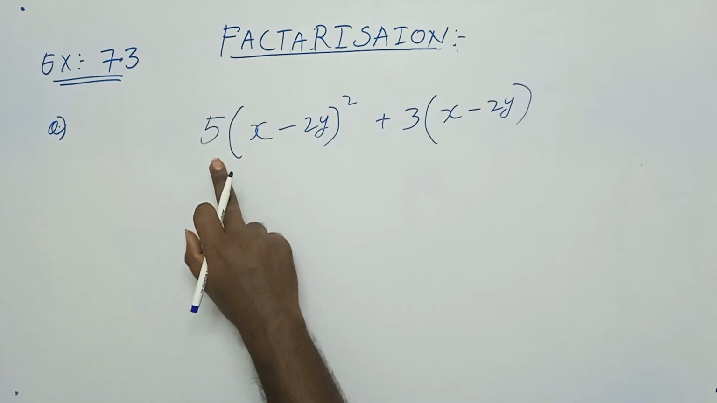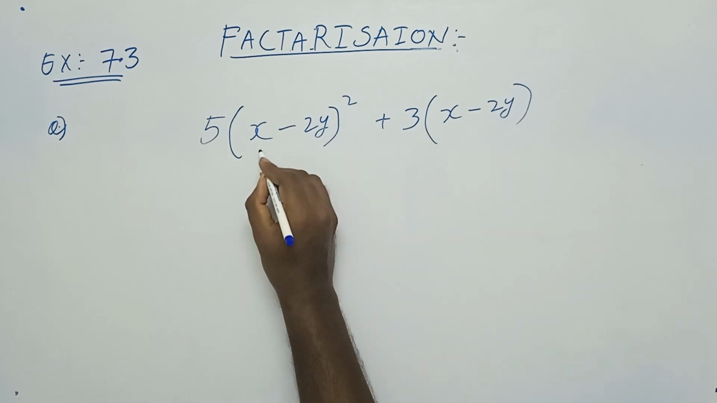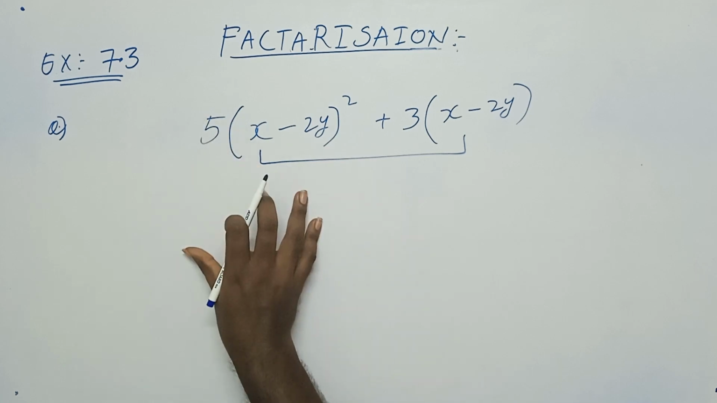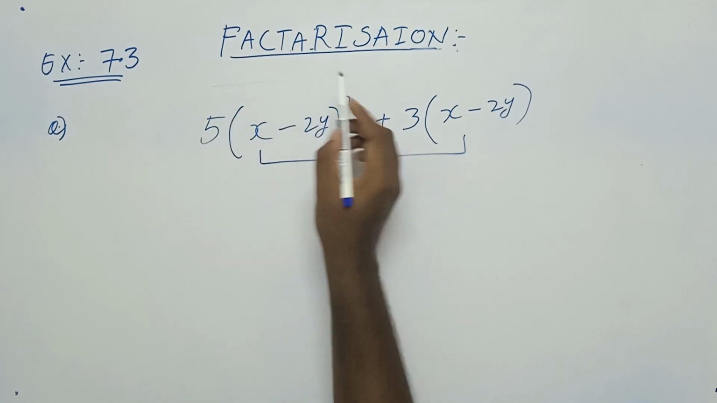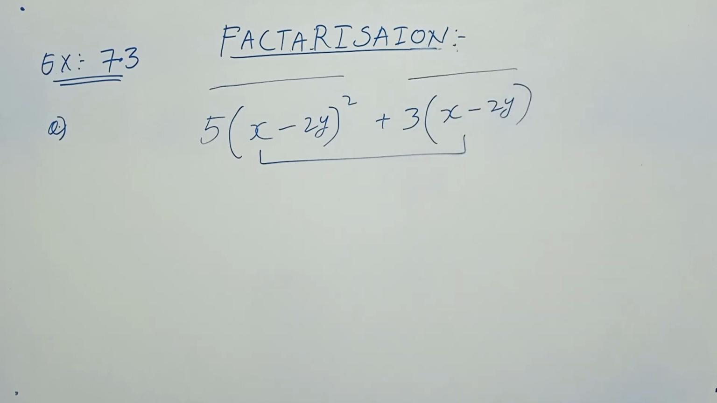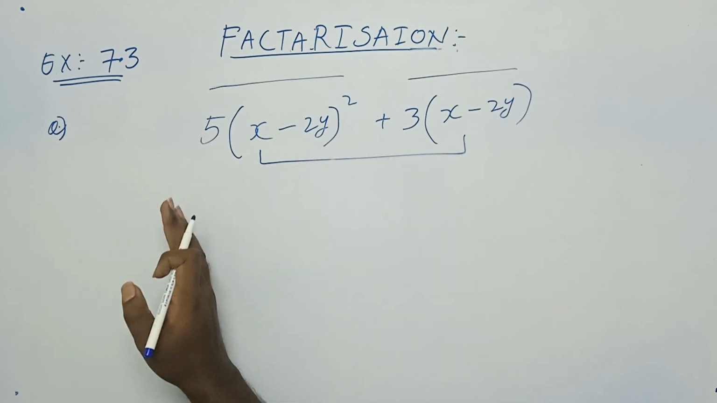So our next problem is 5(x − 2y)² + 3(x − 2y). Now we are going to find the factors of this given expression. In order to find the factors, first we have to consider the terms, right? We already know. So first, considering the terms, we are going to compare these terms by their HCF. That means we are taking the common.